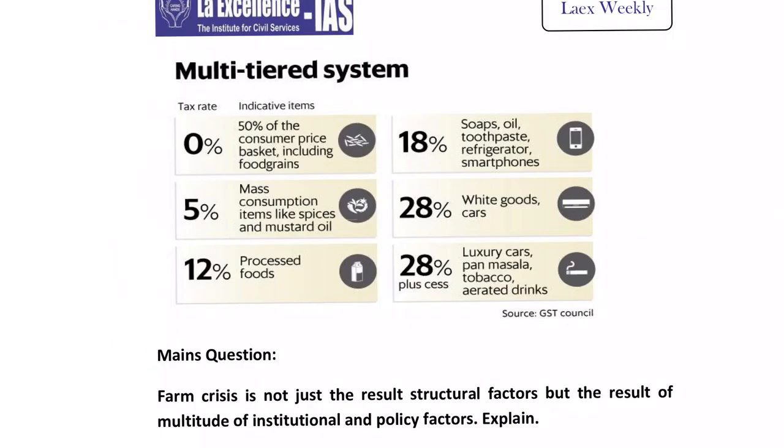Then at last, if at all they ask you a question, they may ask you about the multi-tiered system. You have 0% for the consumer price basket, 5% for mass consumption items like spices, processed food 12%, 18% for soaps, oil, toothpaste and all, for white goods and cars 28%, and for luxury cars 28% plus cess. So please guys, go through GST carefully.